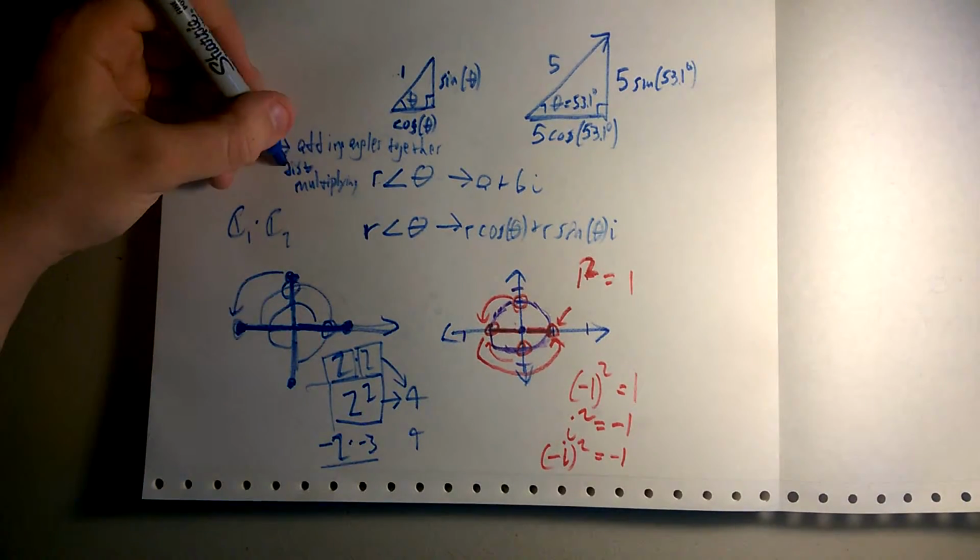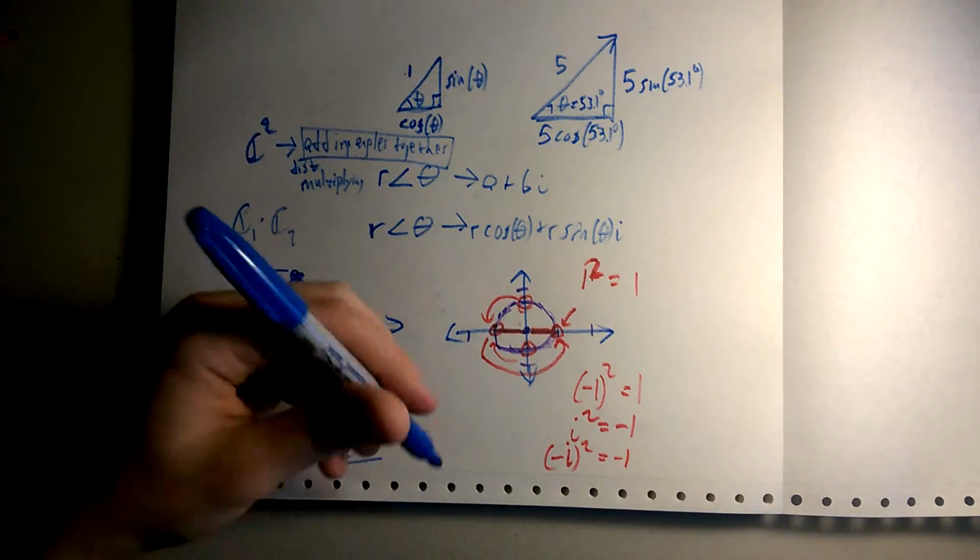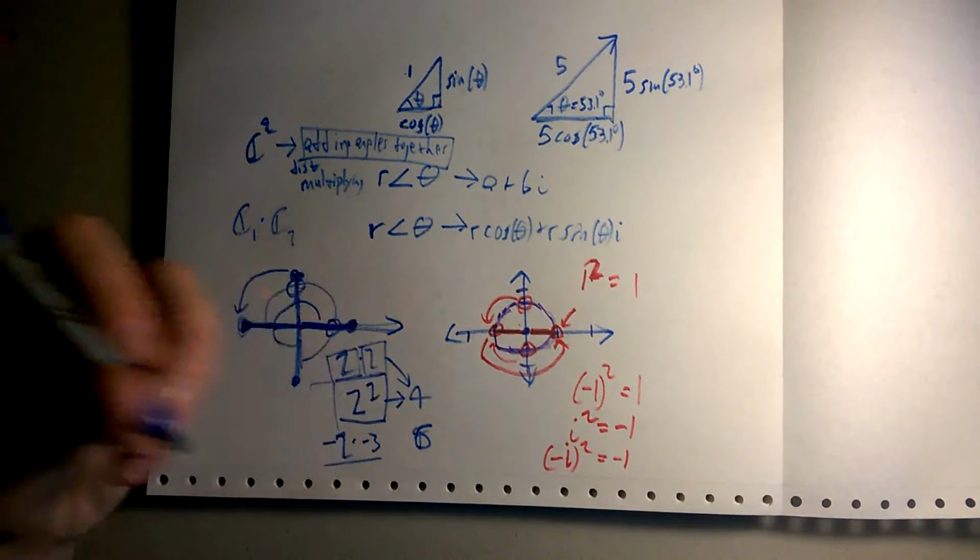Alright, so we know that the angles add together. We can accept that. We've basically proved it. And now the distances multiply. So what does that equal? That equals 6. That multiplies.